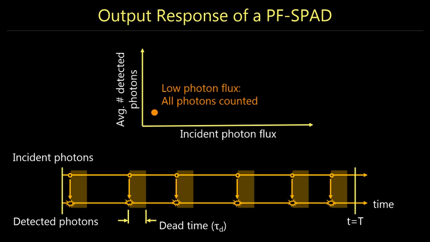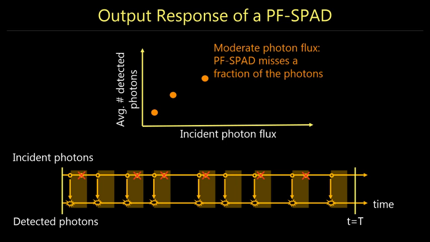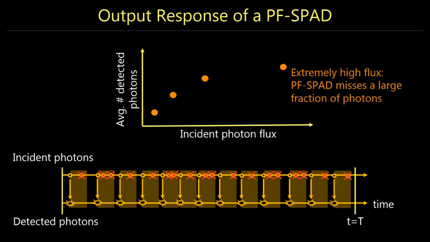At low flux values, the incident photons are spread out in time, and the SPAD detects almost all of them because the dead time windows do not overlap. At slightly higher flux levels, the PF-SPAD misses a few photons, but the response grows approximately linearly. At even higher flux levels, the SPAD starts missing a large fraction of the incident photons, until eventually, at extremely high flux values, the response curve flattens out as the SPAD pixel spends most of the time being dead.